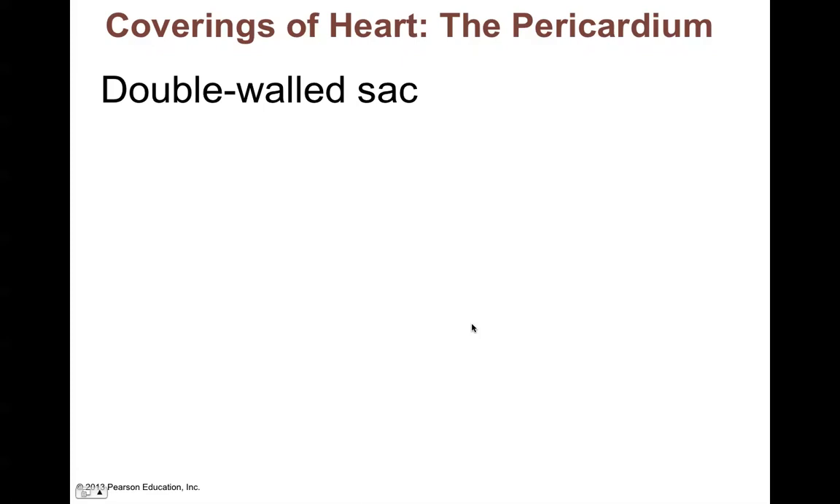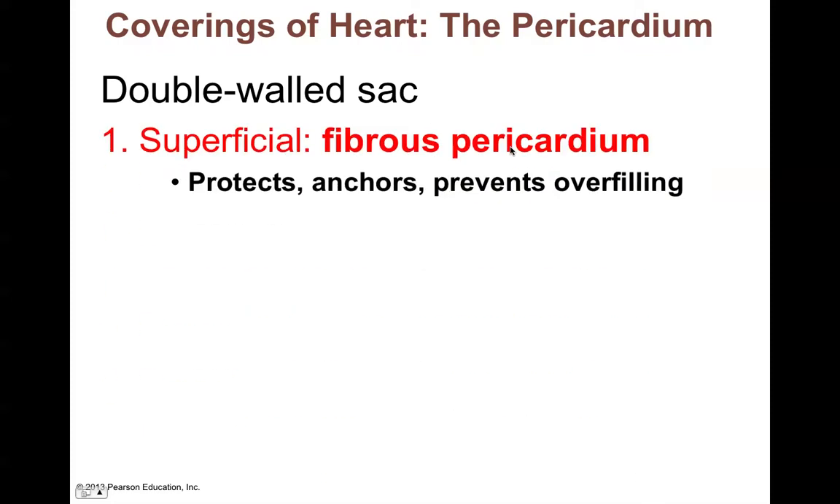There are some coverings around the heart. The pericardium. The pericardium is a double-walled sac. The most superficial layer is called the fibrous pericardium, peri being around, cardio referring to the heart. This fibrous pericardium protects and anchors the tissues there and prevents overfilling of the heart.